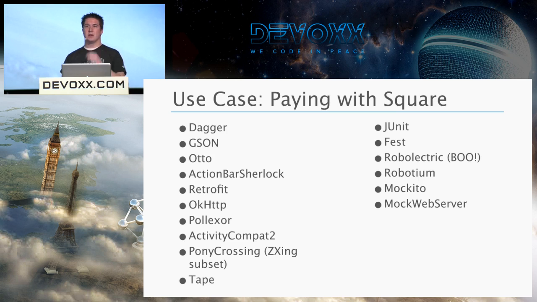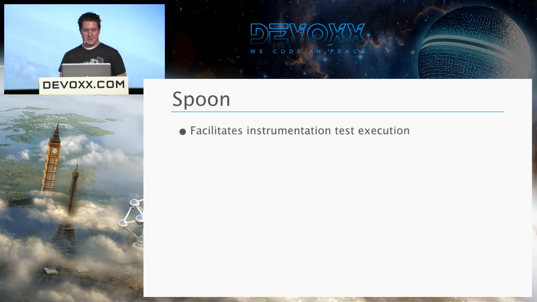MockWebServer works great if you have things outside of Retrofit. So if you have an image downloading library or you're hitting things that don't need to go through your normal REST APIs. And then Spoon. Spoon is a Square library that is not yet open source. I had hoped it would have been by now, but we're going to talk about it.